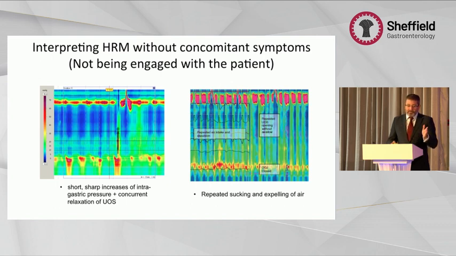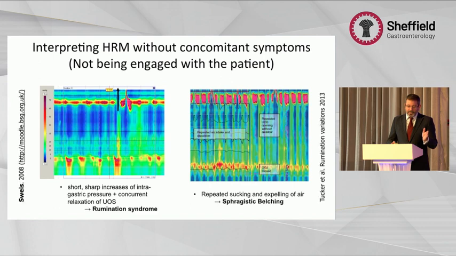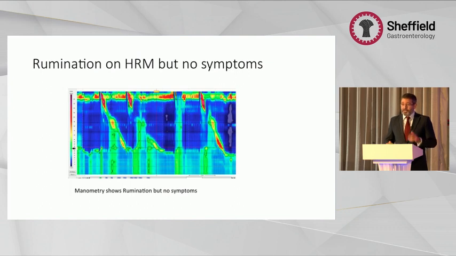So the condition on the left is rumination syndrome. The condition on the right is supragastric belching. These could be missed if you're not looking at the patient and asking them to get engaged. On the other hand, if you are just looking at the manometry and not looking at the patient and asking them about symptoms as things occur, here's a condition that looks exactly like rumination. But in fact, it's not rumination because the patient didn't complain of any symptoms at all.